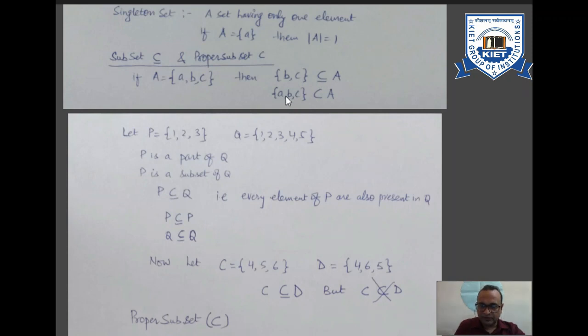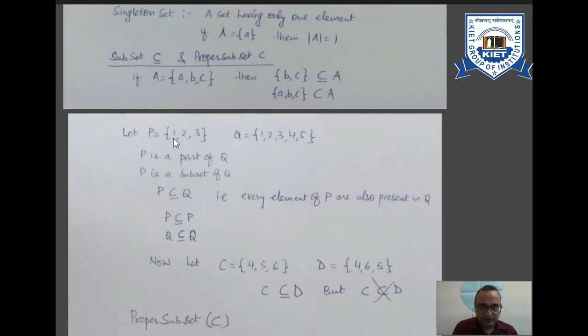Now suppose there is another set which has elements a, b, c, and we see that set A already accommodates all these elements. So this set is the proper subset of A. Proper subset means when all the elements are there within this set.